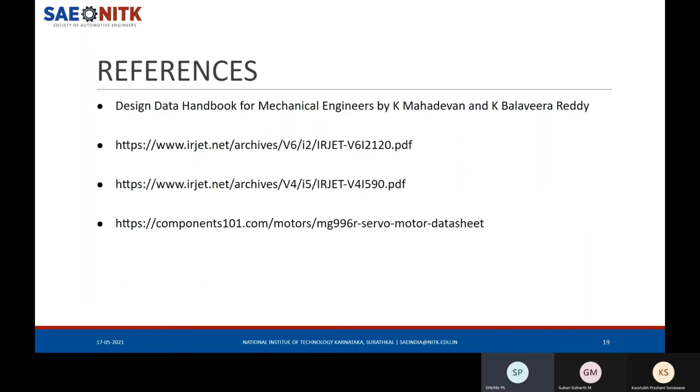These are the references: the Design Data Handbook for Mechanical Engineers by K. Mahadevan and K. Balaveera Reddy, the research papers, and the servo motor datasheet.